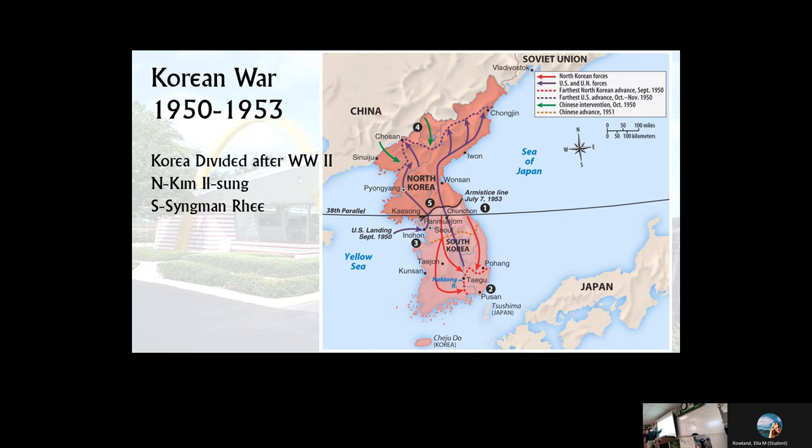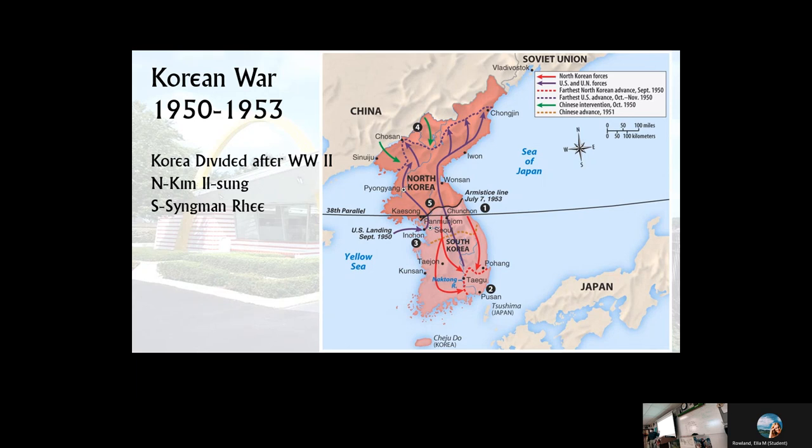In the north, Kim Il-sung, whose great-grandson is still the dictator, so it's got this hereditary totalitarian dictatorship in North Korea. And he was a hard-bitten fighter, a communist guerrilla. He had been fighting the Japanese. He had trained in the Soviet Union. He had fought with Mao.